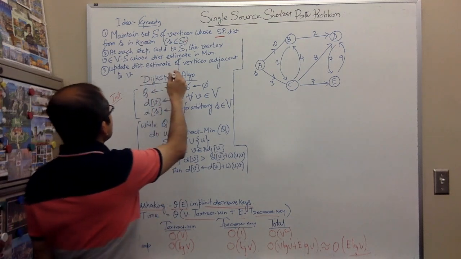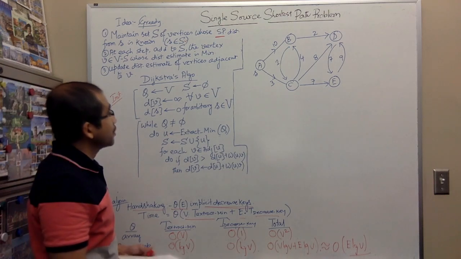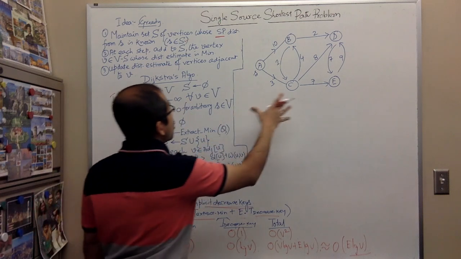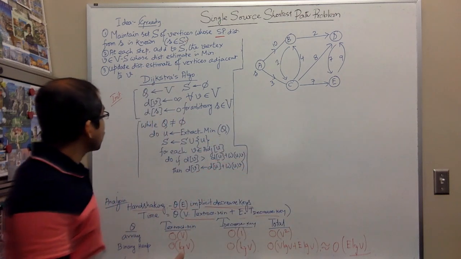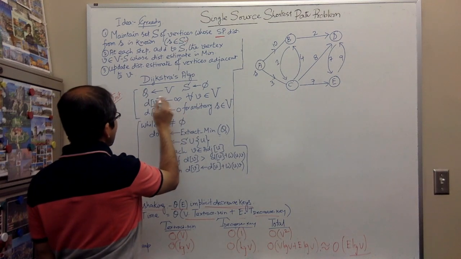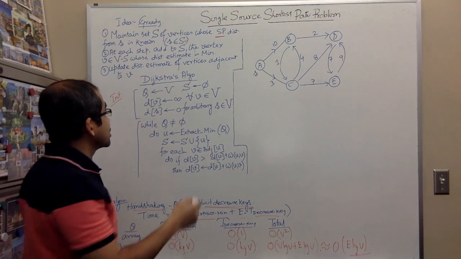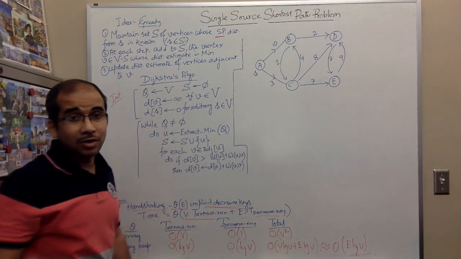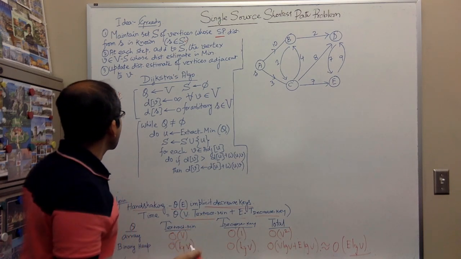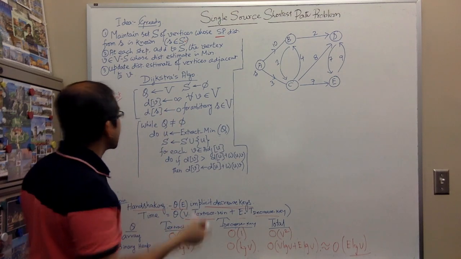Then update the distance estimates of vertices adjacent to it. So you will see the algorithm is very similar to Prim's algorithm, and we'll walk through this algorithm on this example graph. Okay, so initially, initialization is this step, which is also very similar to Prim's algorithm. There is a priority queue that has all the vertices in the graph, and there is a set S which is initially null. There is no vertex in the set S. The distance estimates of all the vertices are initially infinity.